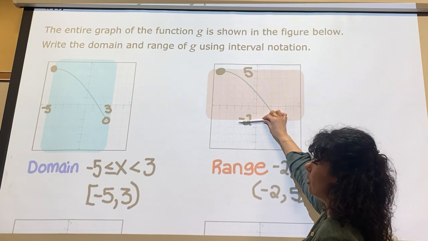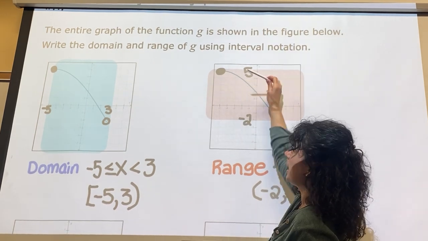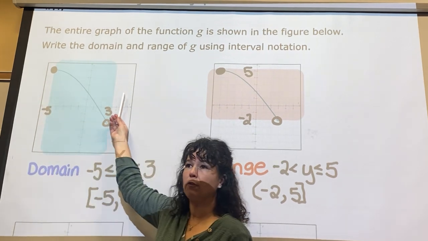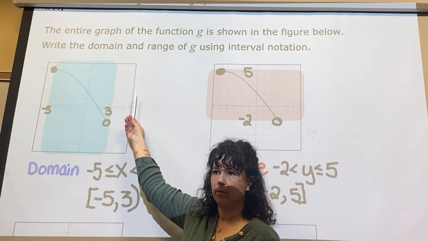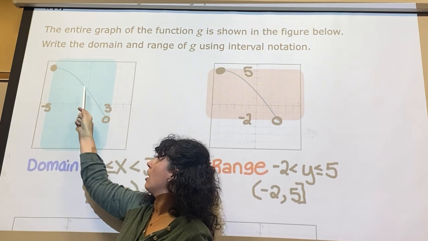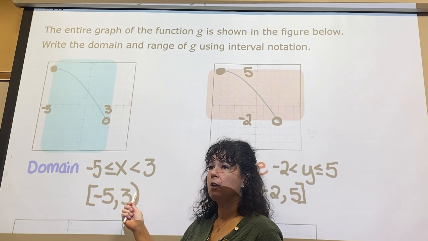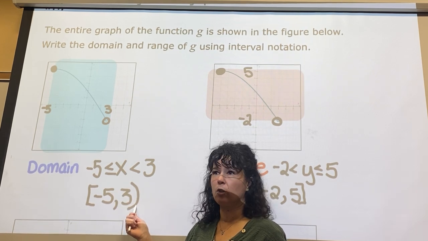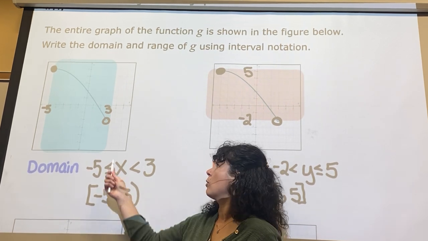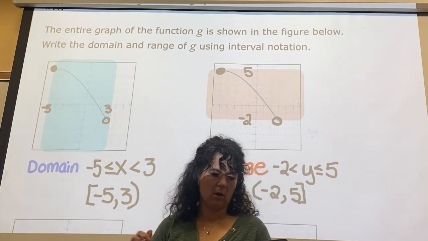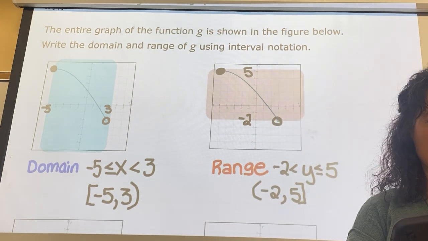Range is how low to how high, but domain is how far left to how far right. Every single point on this curve has an x coordinate that is -5 up through 3, but not including 3, like 2.999. We have a point that has an x coordinate of 2.999, but not 3. Okay, so let's look at another one here.